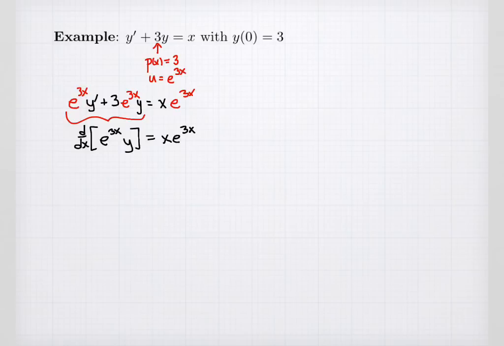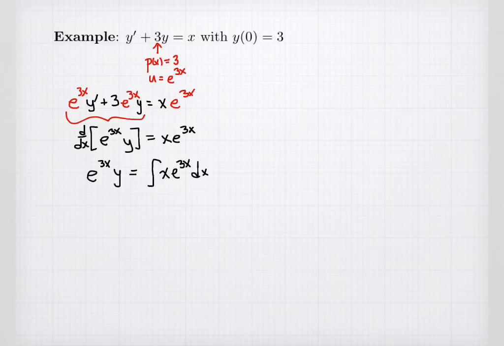Okay. Now this is where we come into something different. Instead of being equal to 0, the derivative of something equals this formula. That means that e to the 3x times y has to be an antiderivative of x e to the 3x. And there's going to be an integration constant that comes out of that. Alright, so now I need to use maybe integration by parts.